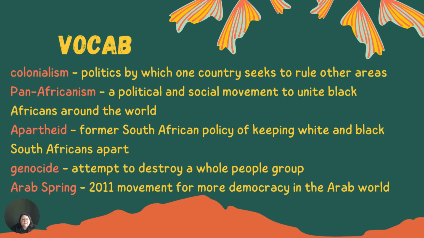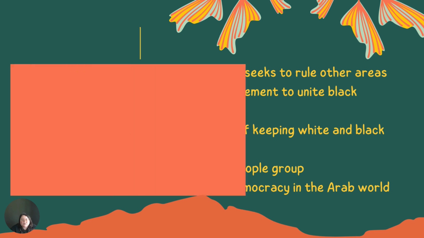Colonialism is politics by which one country seeks to rule other areas. Pan-Africanism was a political and social movement to unite Black Africans around the world. Apartheid was the former South African policy of keeping white and Black South Africans apart. Genocide is an attempt to destroy a whole group of people. And the Arab Spring was a 2011 movement for more democracy in the Arab world.